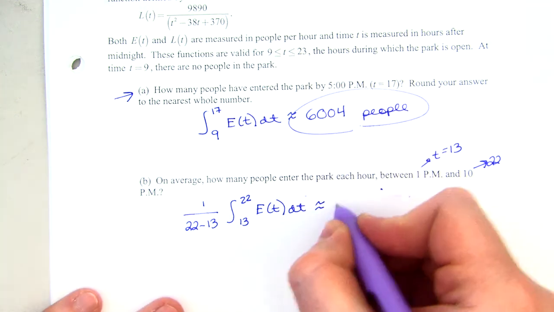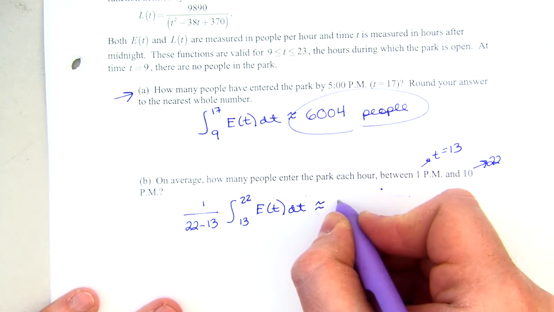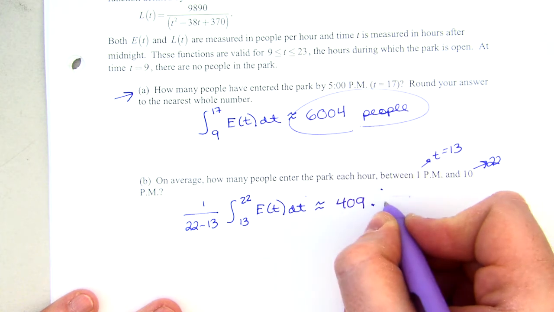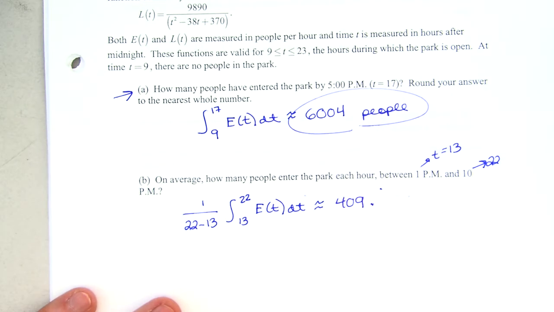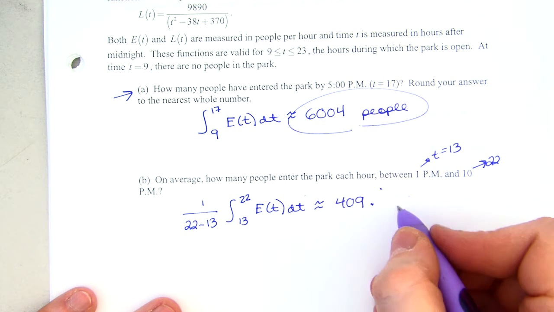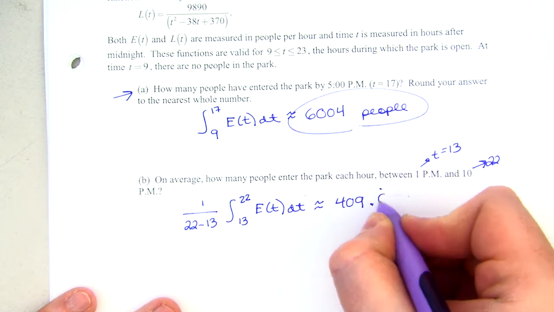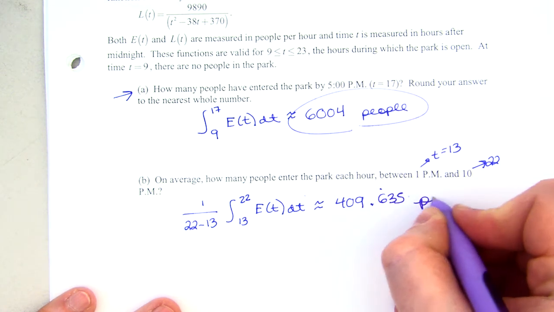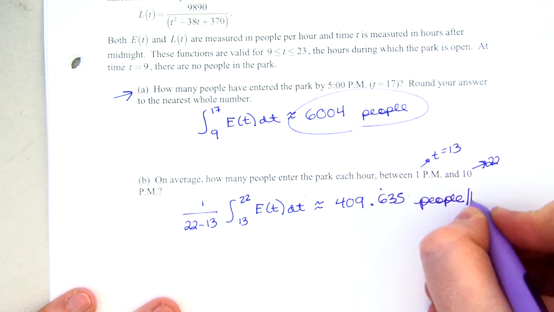Drew, what are you getting? 409. 410. So decimals are okay here because it's a rate anyhow. So 409 point. Good. And what kind of units? People per hour. Because those are just the units of E of t. Yep, people per hour.